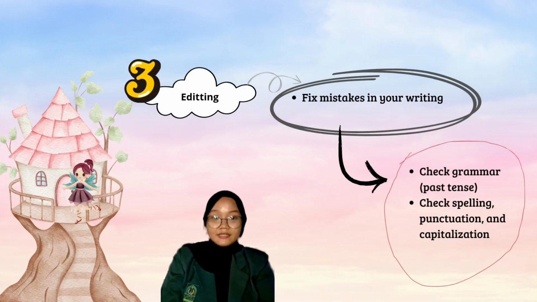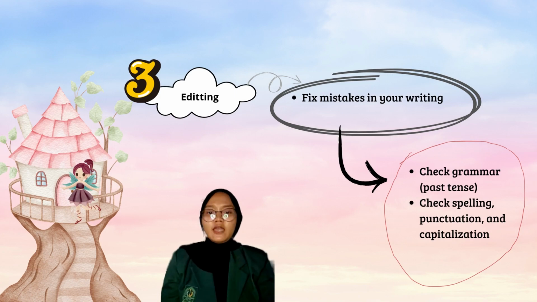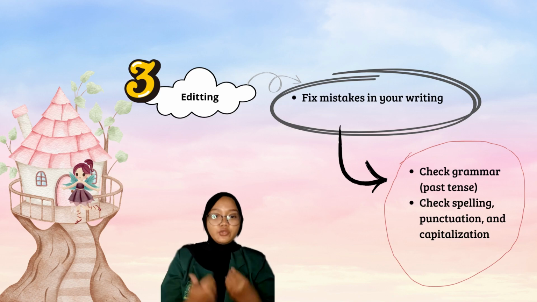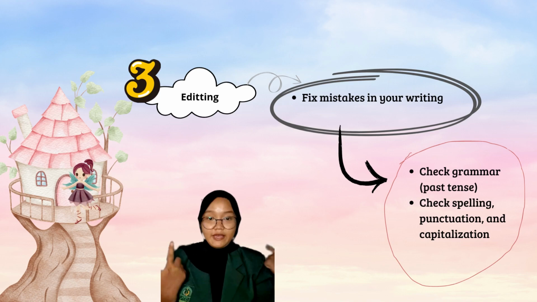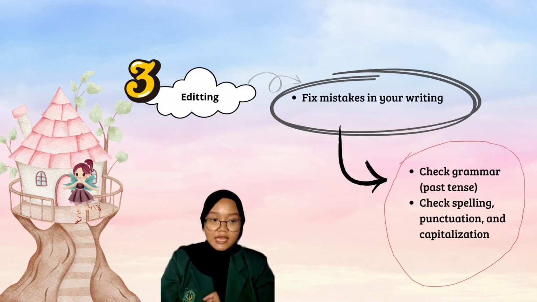And the last step is editing. Editing is where you fix mistakes in your writing, like checking grammar. When you want to make a narrative text, you must use the past tense, adjectives, and adverbs, and check spelling, punctuation, and capitalization.